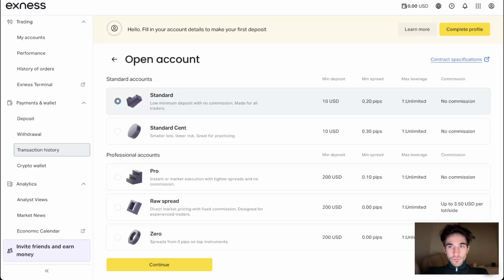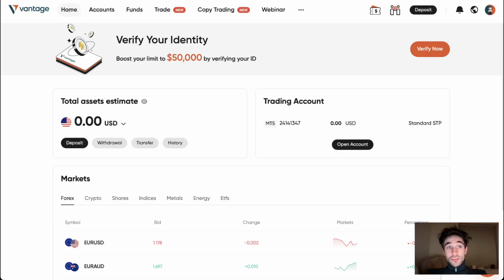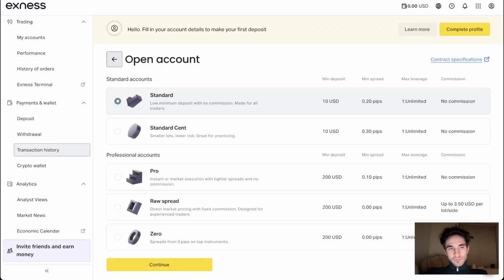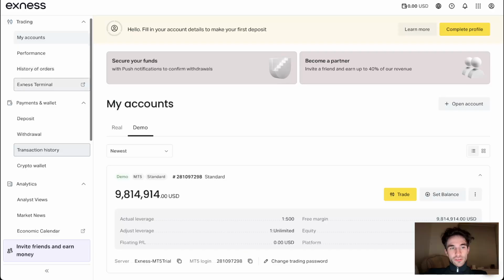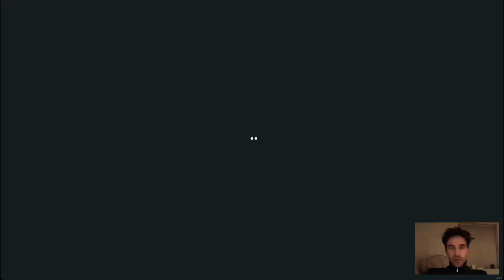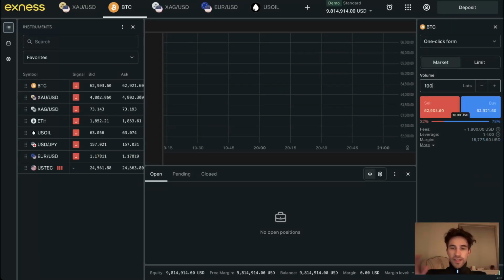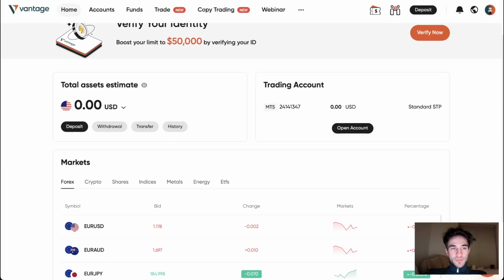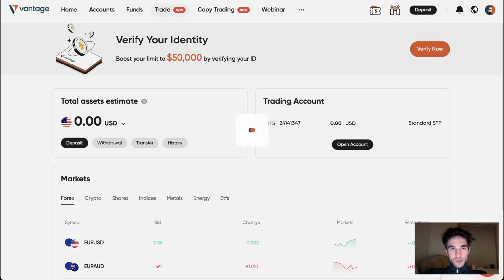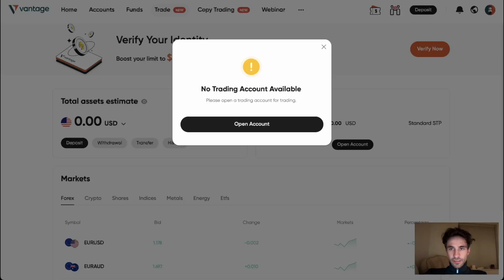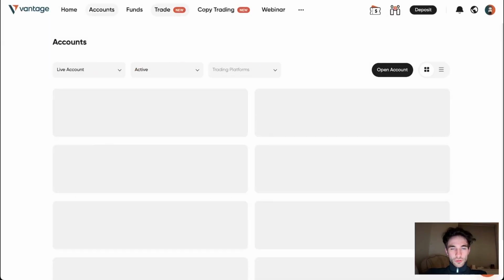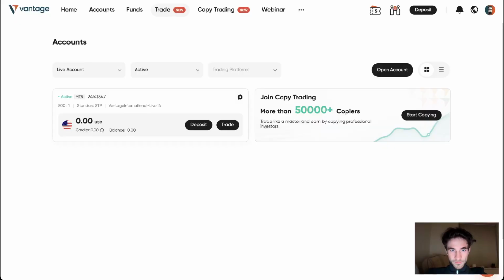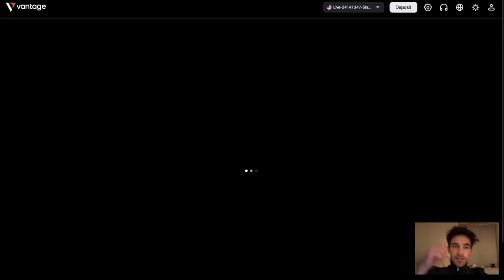Now, the next thing to cover is going to be the platform and tools that you can get with both of these. Starting out with Exness, we can go in here to the Exness terminal. So we can open this up, and this is essentially their online trading platform. And we can do the same thing over here on Vantage. If we just go ahead and open up the trade area. Okay, fantastic. I don't know why it says this on new accounts. We just have to go to accounts right here. And then we can get into the trade area.